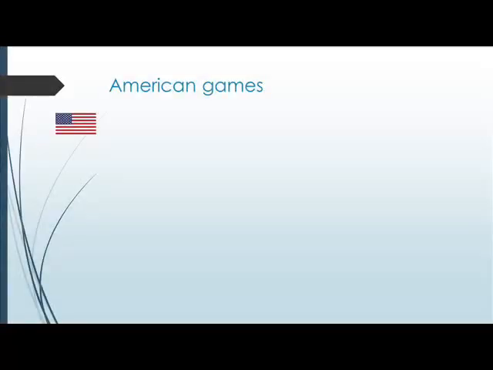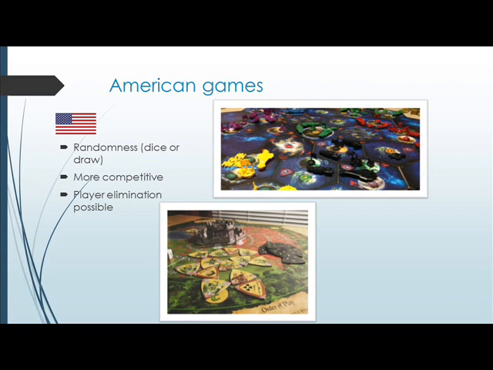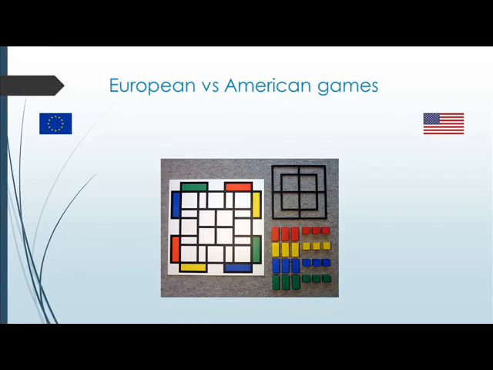American games will usually rely heavily on a theme. There is a lot of randomness through card or dice draw, and if the game is not cooperative, a huge level of competition will be encouraged, with players' elimination being frequent. Axis & Allies, Dune, Cosmic Encounter, and Battlestar Galactica are examples of American games. Both approaches, however, are valid.